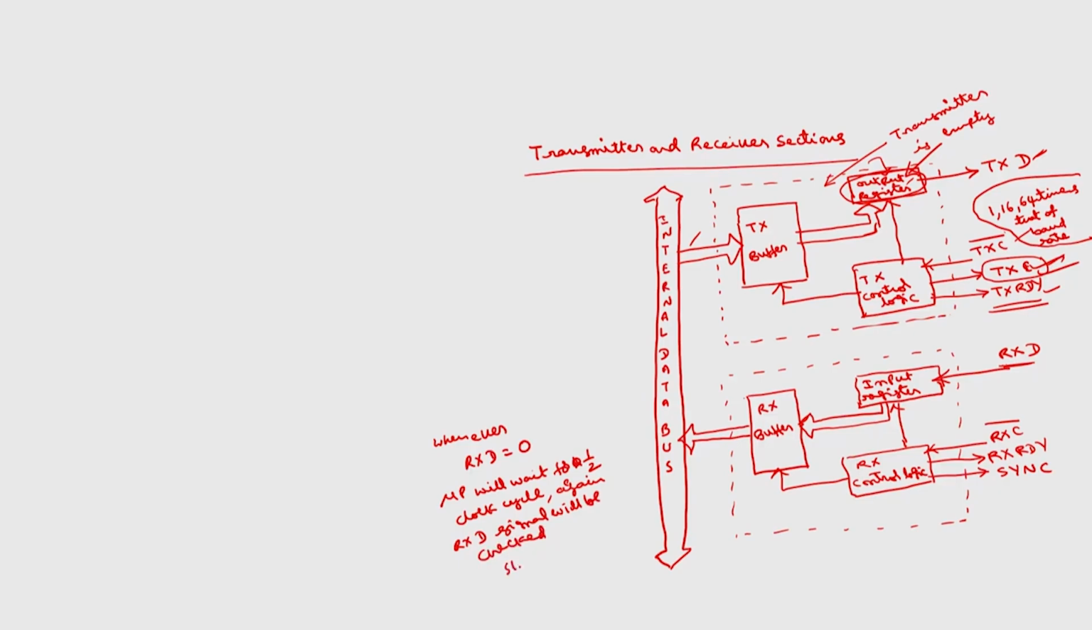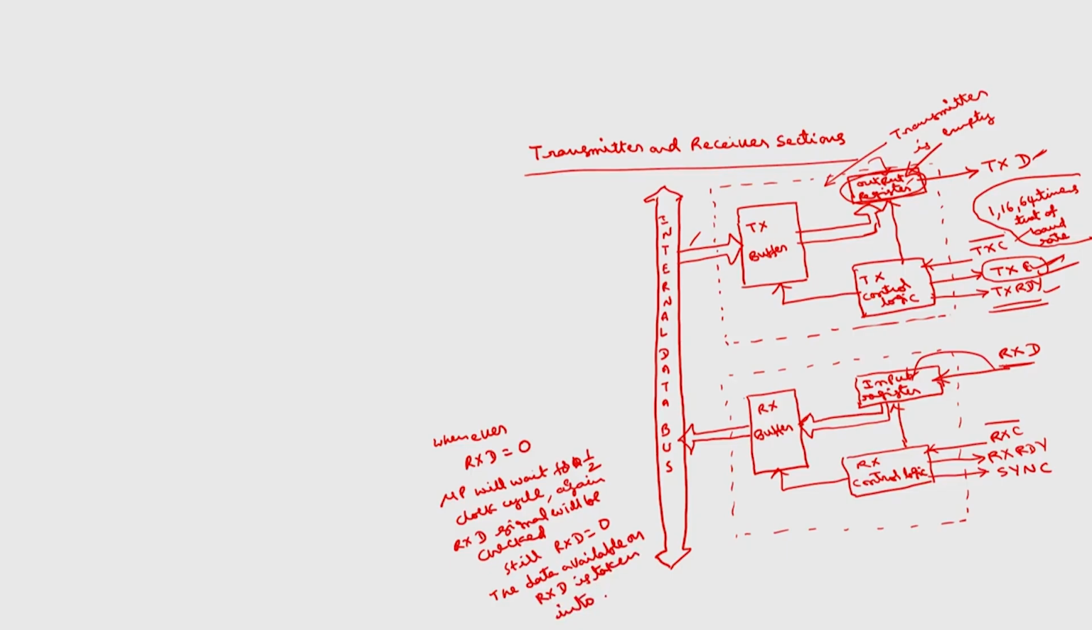If it is still 0, that means it is a proper start bit. So, the microprocessor will accept this data, whatever data is received, onto the input register. The data available on RxD is taken into the input register.